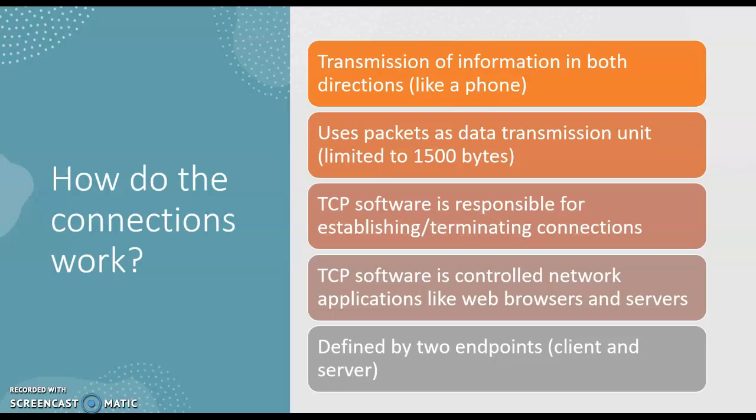So the TCP software in the protocol stack of the operating system is what's actually responsible for establishing and terminating the end-to-end connections, as well as transferring data. The software in TCP is controlled by network applications like web browsers or servers, and this is done through specific interfaces. Both of the connections have to always be identified by two defined endpoints. These endpoints are called the client and server. And it doesn't matter which side takes the role of the client and which one takes the role of the server. The only thing that matters is that the TCP software is provided with an ordered pair that is unique, consisting of IP addresses and ports.